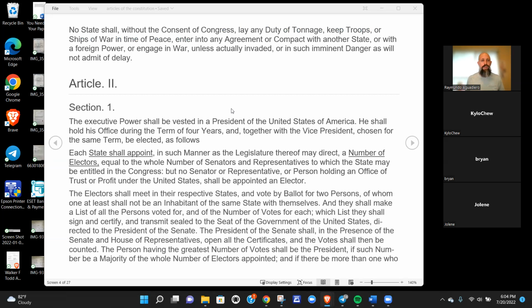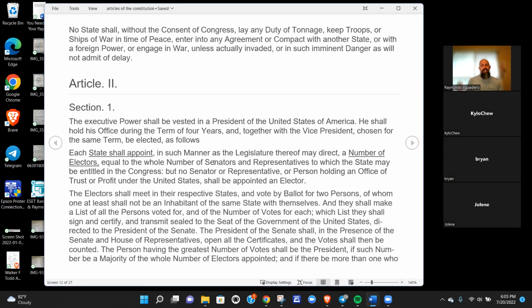Anyway, okay. Article 2, the president. The executive power. All right. Let me see what number of pages on here. Oh, wait, here we go. All right, 12 to 27. All right, almost halfway.